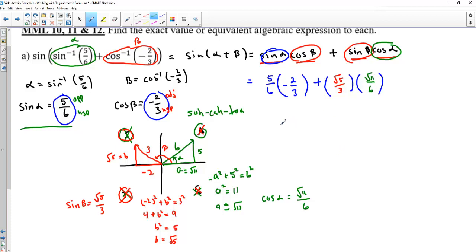And so then that's equal to, I can multiply this together. 5 times negative 2 is negative 10 divided by 18. And then plus root 5 times root 11, which is just the square root of 5 times 11, so square root of 55, divided by also 18, 3 times 6. And so for my final answer, I can write this is equal to negative 10. They have a common denominator, so I can bring them together, plus the square root of 55 over 18.